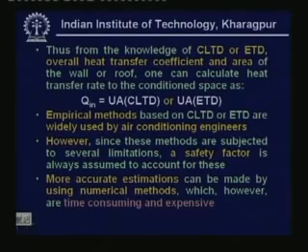More accurate estimates can be made by using numerical methods, which however are time consuming and expensive. Okay, if your building is having a different shape, or if you want more accurate results, you have to apply the numerical methods. So the advantage of numerical methods is that you can take care of any shape or any boundary condition, but the problem is that they are expensive and they are also time consuming. So that is the reason why most of the time the air conditioning engineers use the empirical methods and provide a safety factor to take care of the inaccuracies.